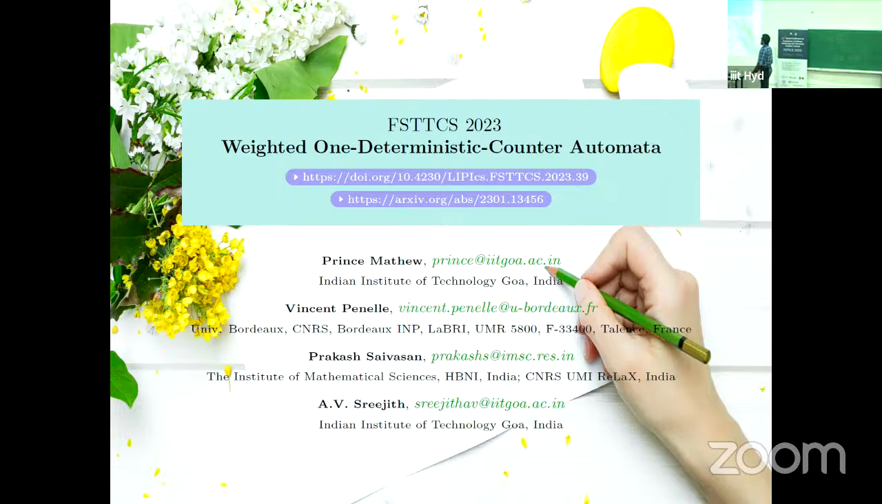Today we will be introducing a new model called one deterministic counter automata. This is joint work with Dr. Vasu from University of Bordeaux, Dr. Prakash Saivasan from IMSC, and my supervisor, Dr. Srijit Devi from IIT Goa. A full version of this paper can be found on arXiv. You can also find a shorter and longer version of this talk on my webpage.